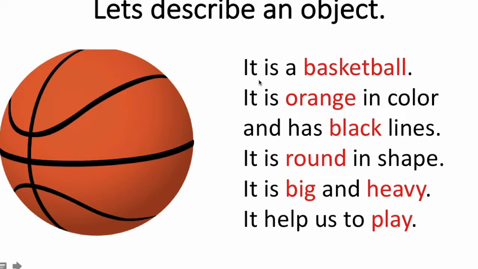Yes, now let us repeat. It is a basketball. It is orange in color and has black lines. It is round in shape.